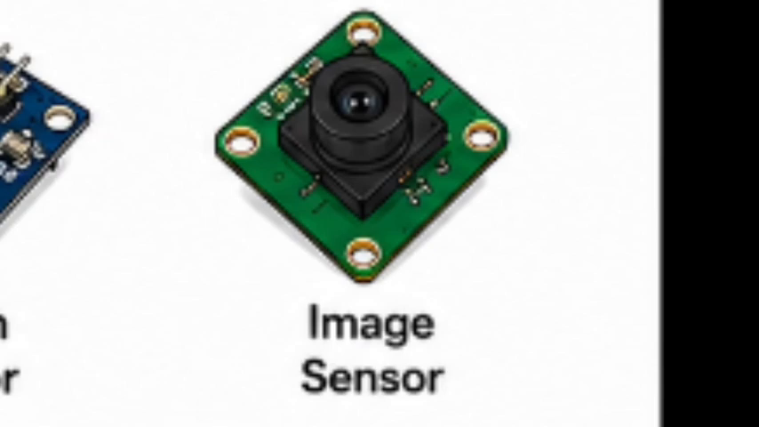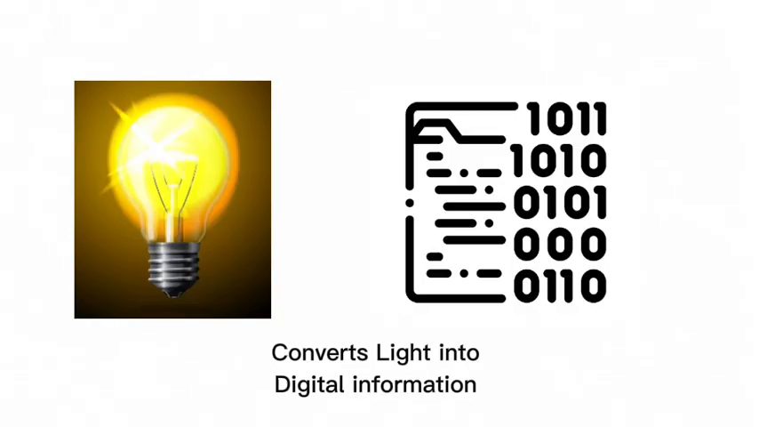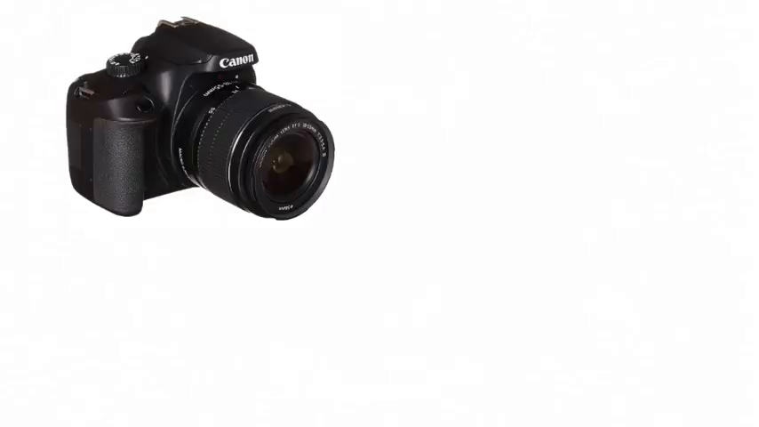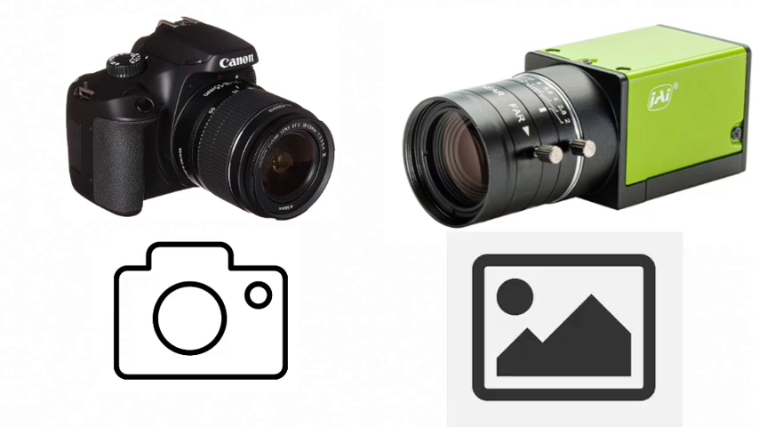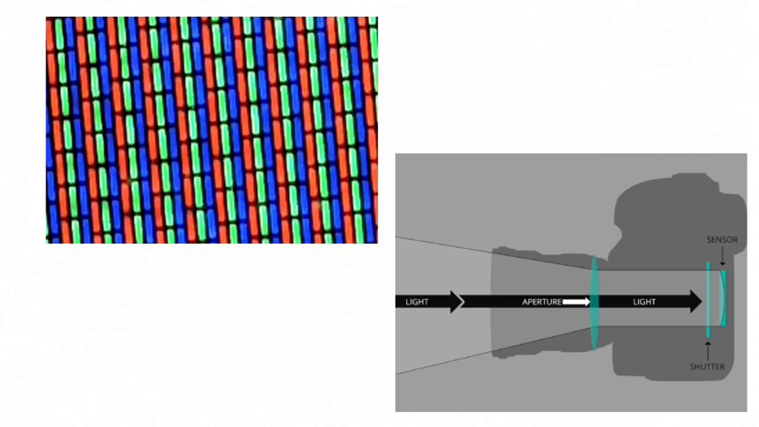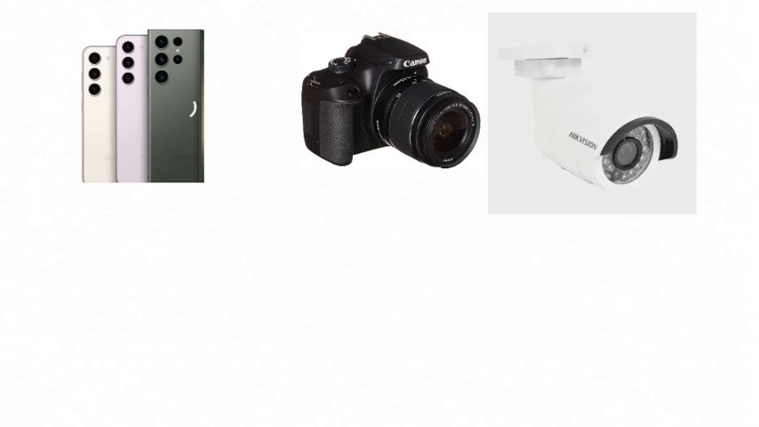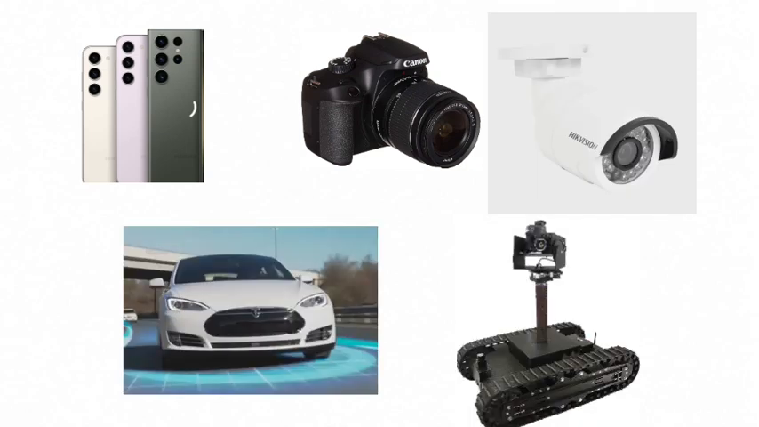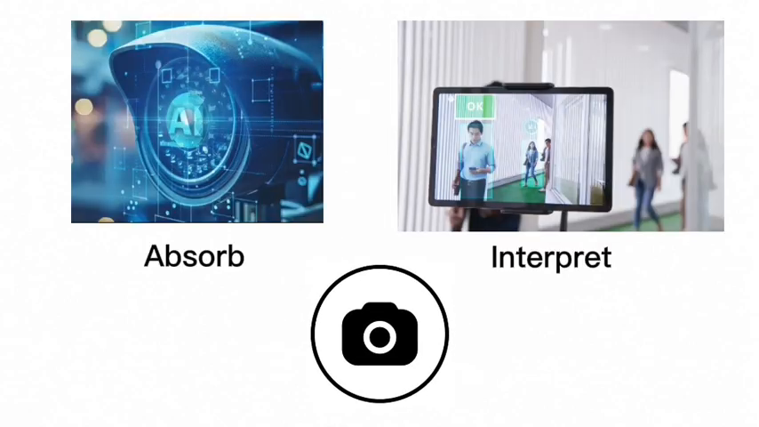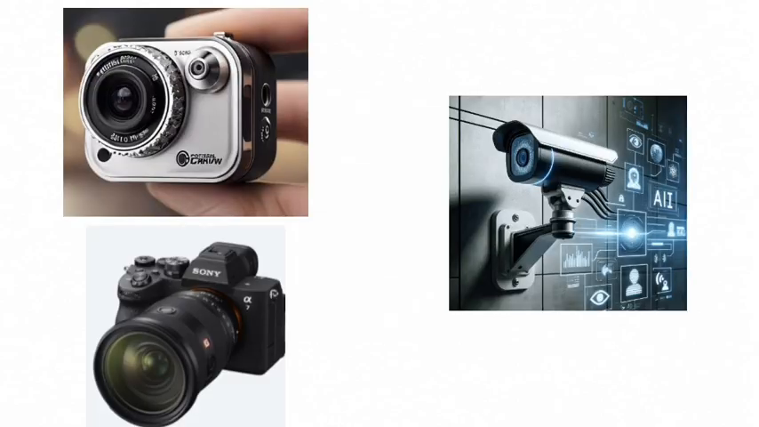Image sensor. Image sensors convert light into digital information, enabling cameras and vision systems to capture images and video information. They contain millions of tiny pixels that respond to incoming light and record brightness and color information. Image sensors are used in smartphones, digital cameras, security systems, autonomous vehicles, and robotics. Their ability to capture visual data allows machines to observe and interpret the world around them. As image sensor technology continues to improve, cameras become more detailed, intelligent, and capable.